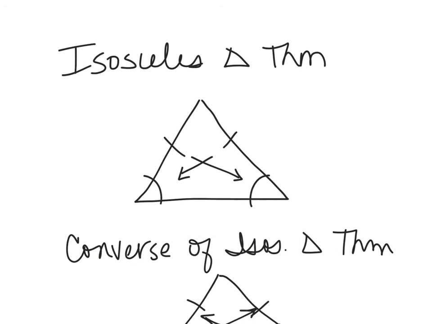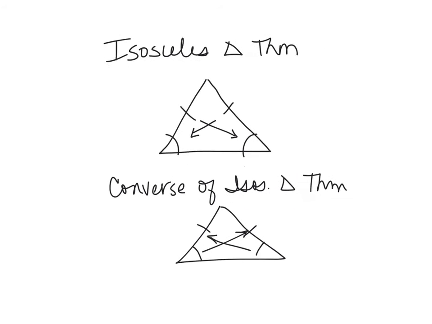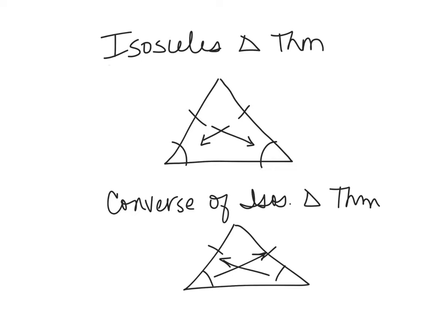But the Monday Madness is more about the isosceles triangle theorem. It doesn't really do the converse. And what do all the angles in a triangle add up to? 180.